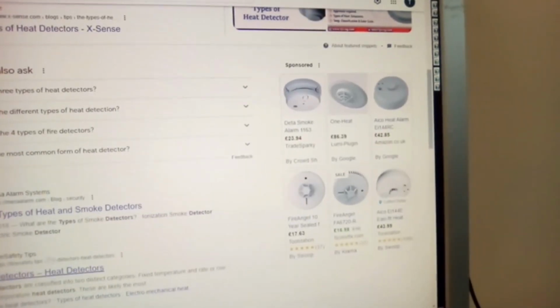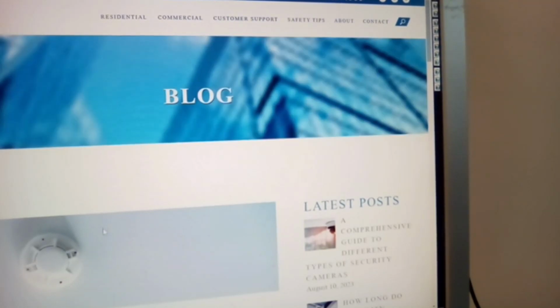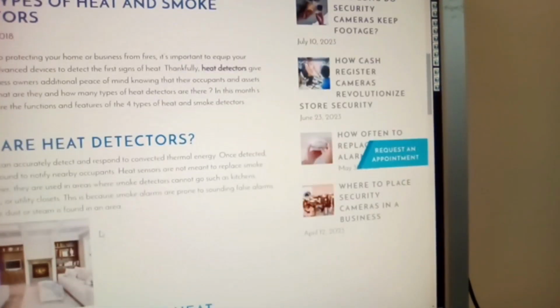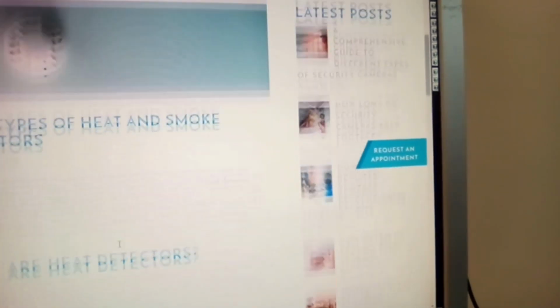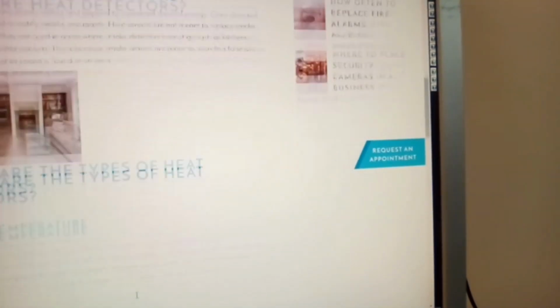There are 4 types of heat and smoke detectors. Let's have a look at that. I'm just going to bring that up. Let's see if we can see what it's on about. And what are the types of heat sensors? I'm just trying to get this. Give me a couple of seconds to do this. But I don't want to spend too long on this because this is something you can do for yourself.